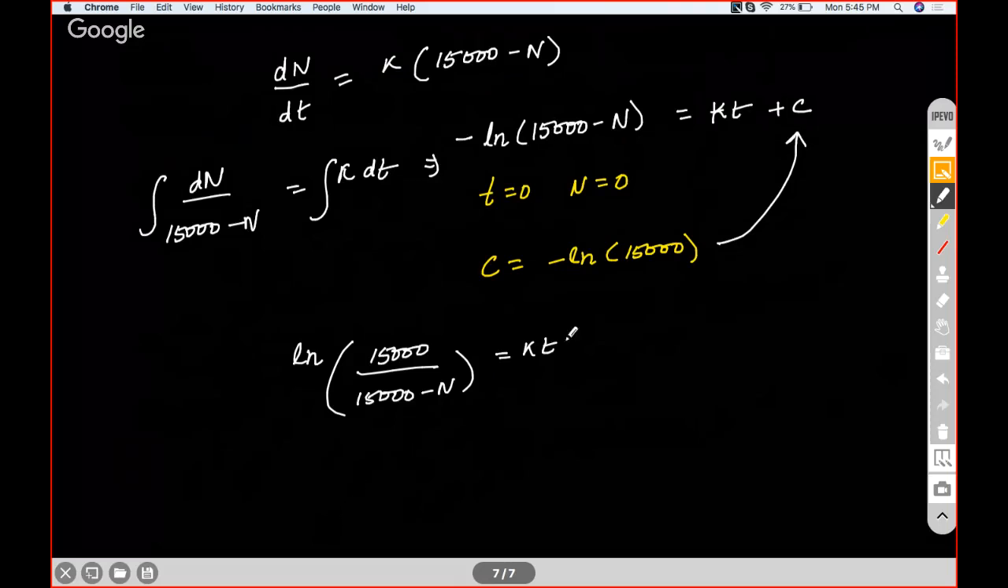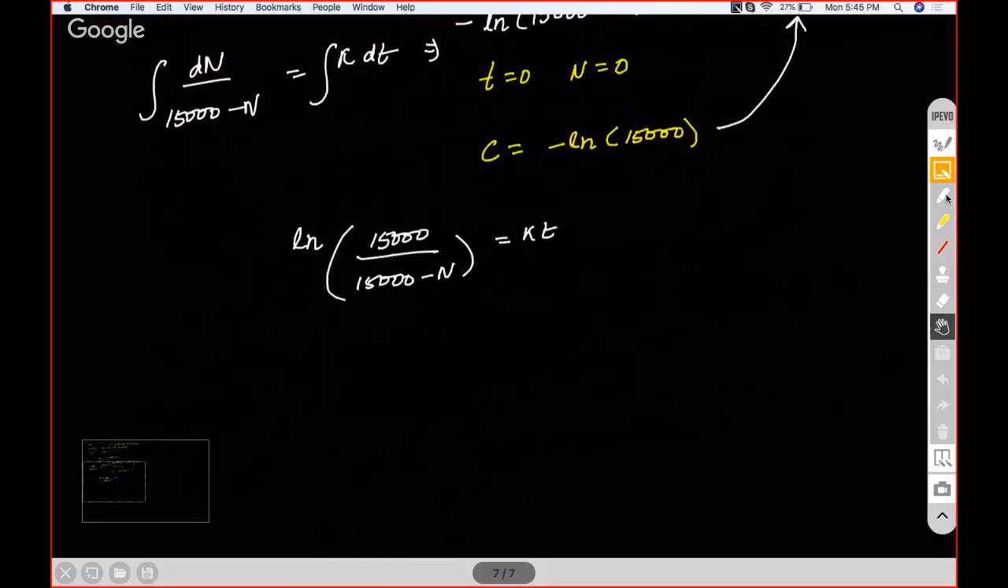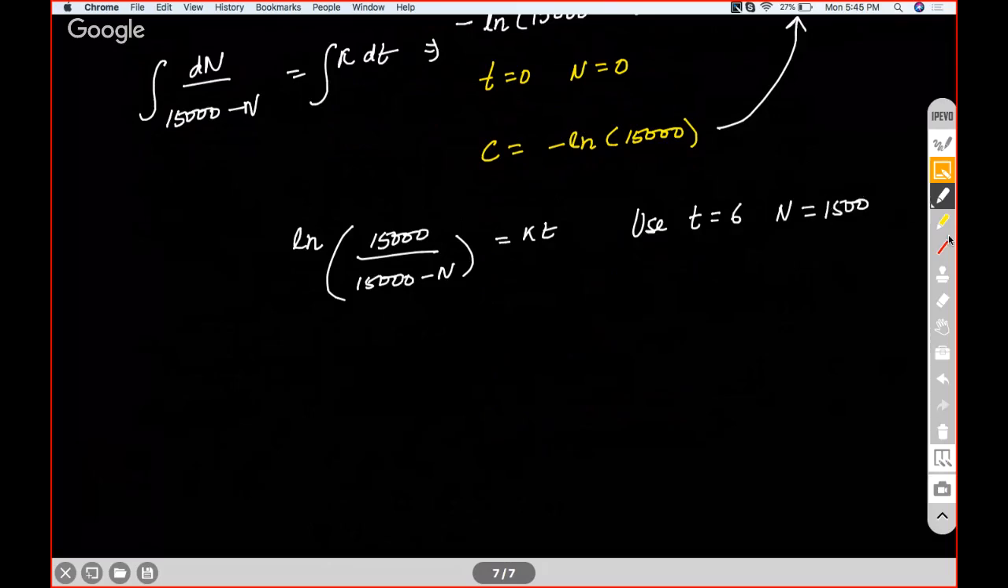Is that fine? Now, how do I get the value of k? By using the information that after t equal to 6 days, 1500 people had heard about it. So use at t equal to 6, capital N is 1500. So ln 15,000 upon 13,500 is equal to 6k.